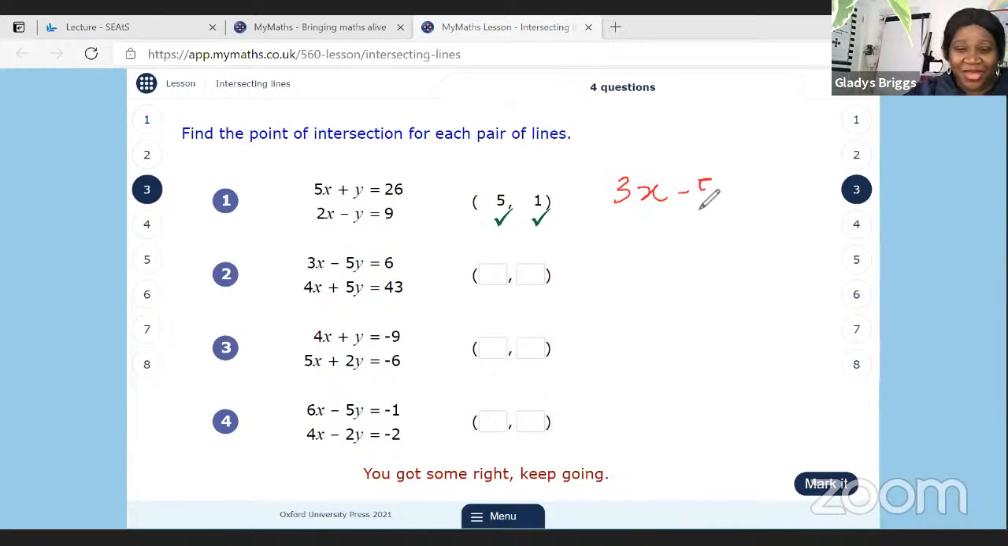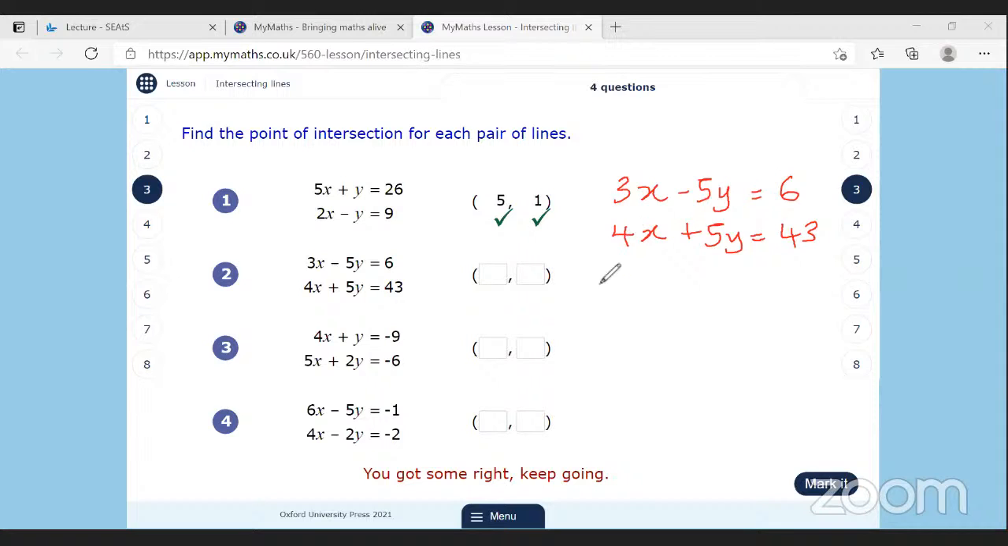3x minus 5y is equal to 6, and 4x plus 5y is equal to 43. Okay. So what do we do with this one? Do we add or subtract? Khaled. Hello, Taibi. We add.